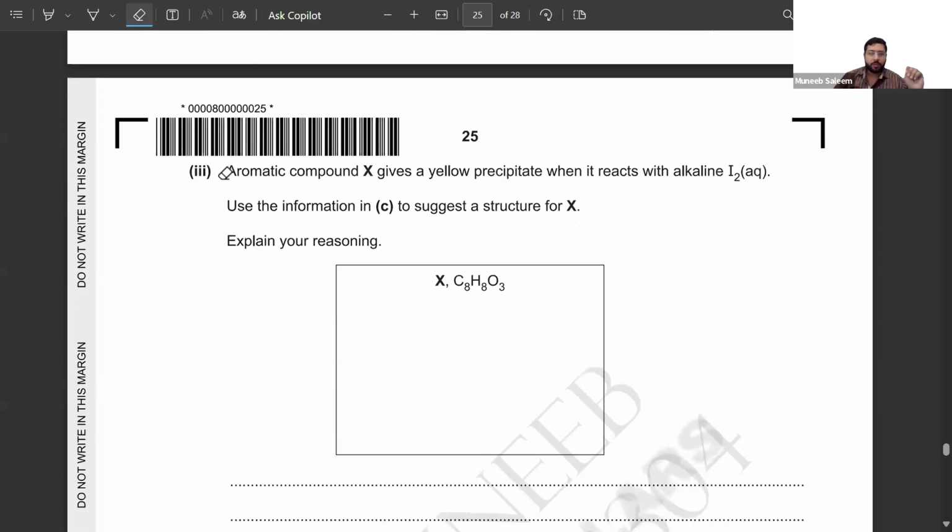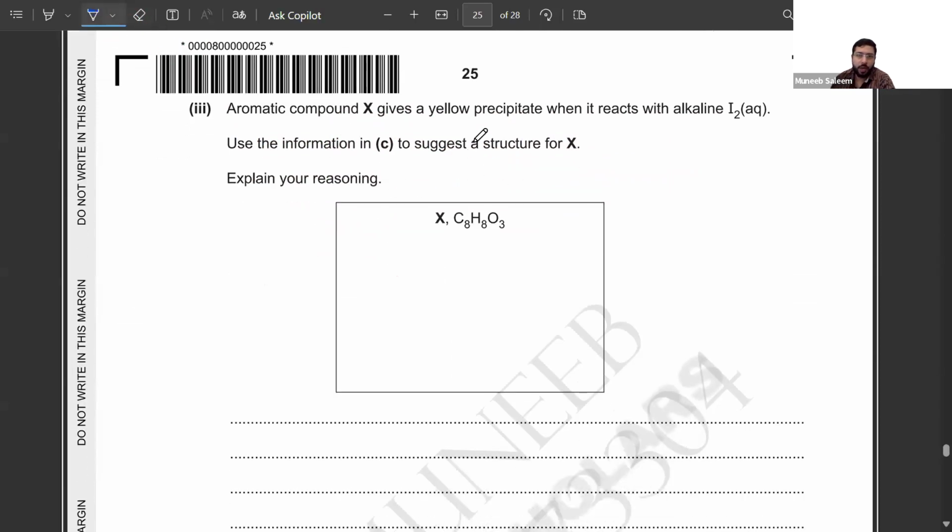Now the next question, part 3: aromatic compound X gives a yellow precipitate when it reacts with alkaline I2. Use information in C to suggest a structure for X. Explain your reasoning. Okay, so here we have to articulate a lot of information. First of all, X was that compound which had 8 different chemical environments of carbon atoms. Now it also says that it must react with alkaline I2, which means it must give the positive test with alkaline I2. And in that case, we do remember from AS chemistry that it should be the compound which must contain this group.